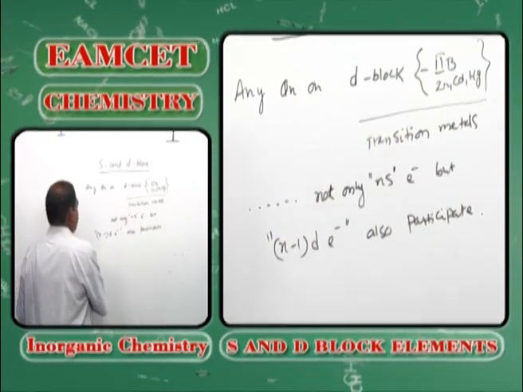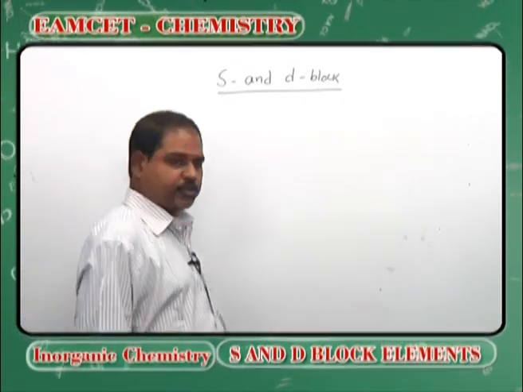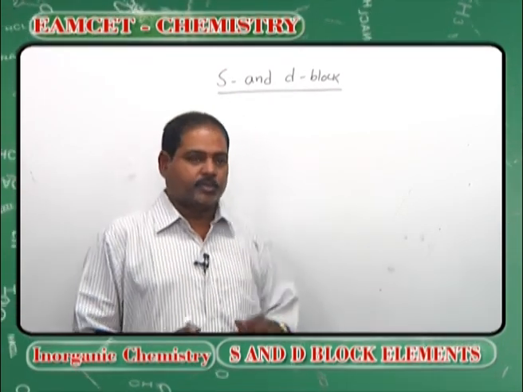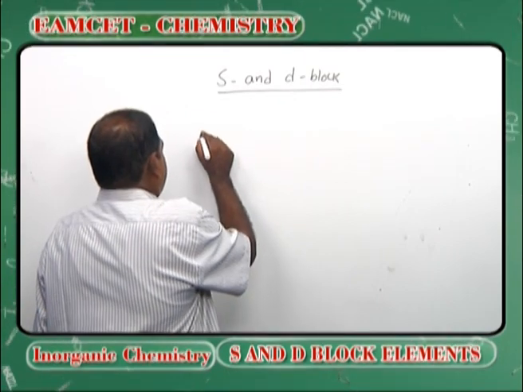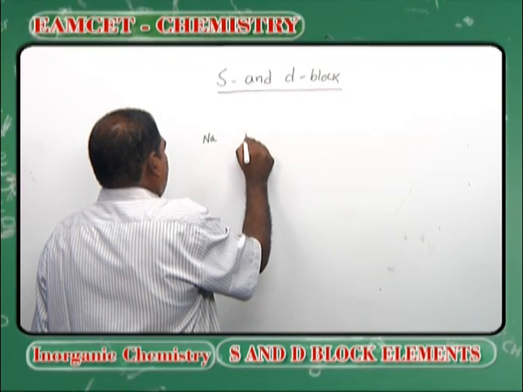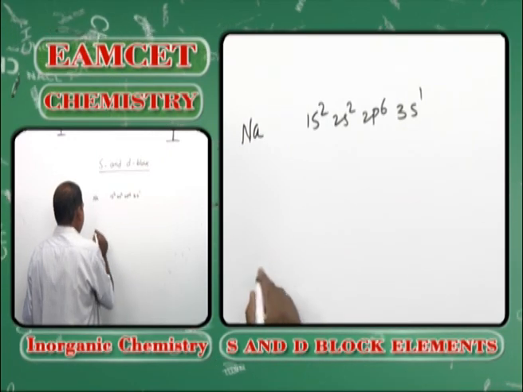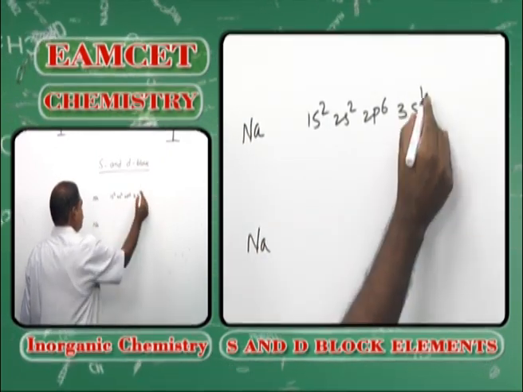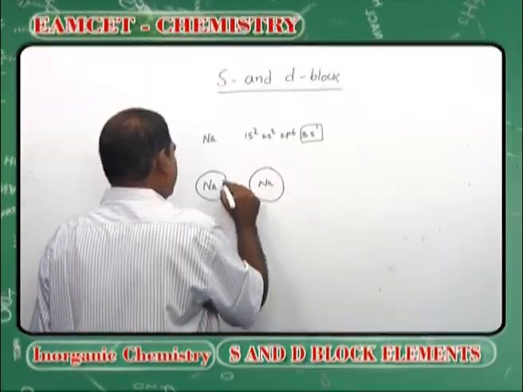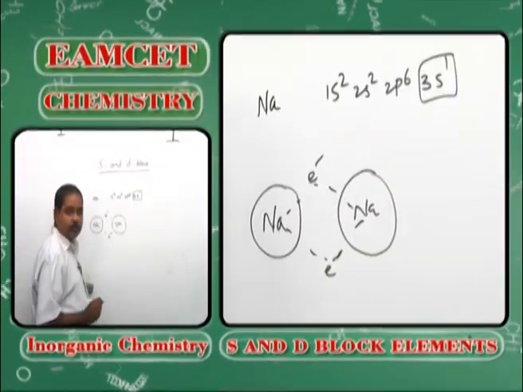Okay, let us take an example. Most of the questions you can answer using that. Look at sodium: 1s2, 2s2, 2p6, 3s1 is its electronic configuration. So, sodium has just one electron in its valence shell. In a metallic bond, sodium contributes one electron.